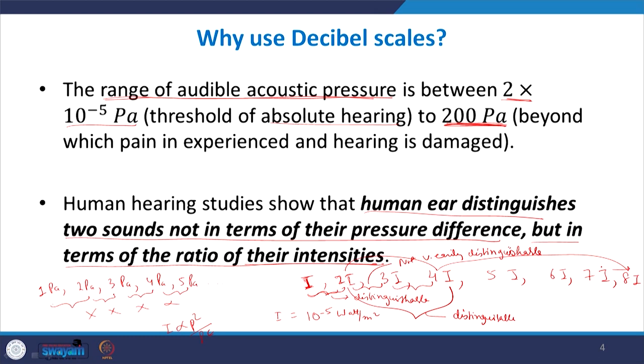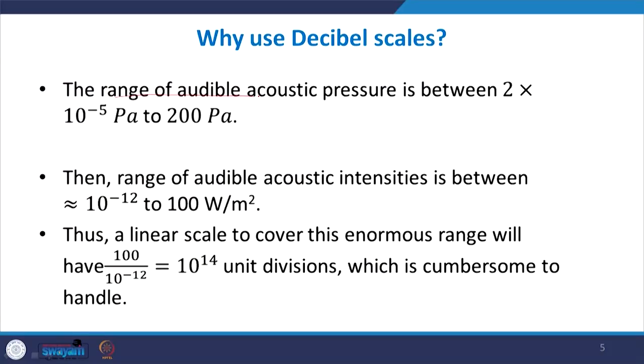So this is how human hearing works. Usually, only once the intensity doubles or triples are people able to distinguish the difference between two sounds. So we have these two facts known to us. Let's say the range of audible acoustic pressure is given to be 20 micropascals to 200 pascals.